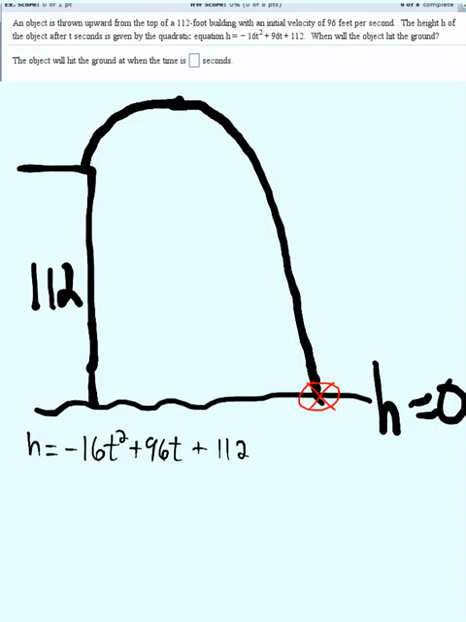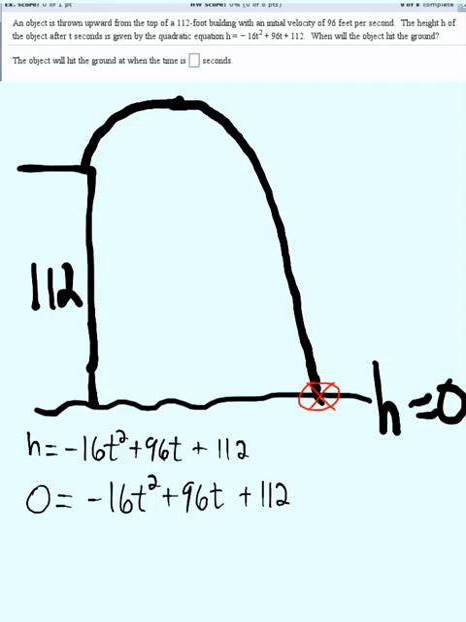So we would plug 0 in for the height, giving us the equation 0 equals negative 16t squared plus 96t plus 112. So we have a polynomial equation that we want to solve. To solve this equation, we need to factor.